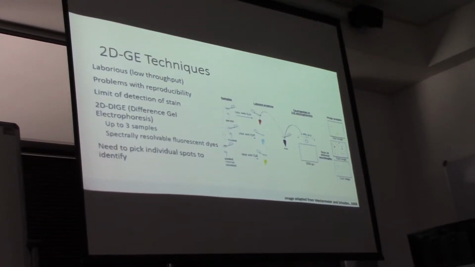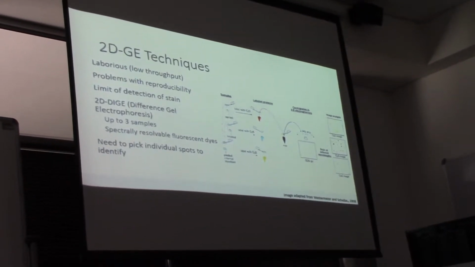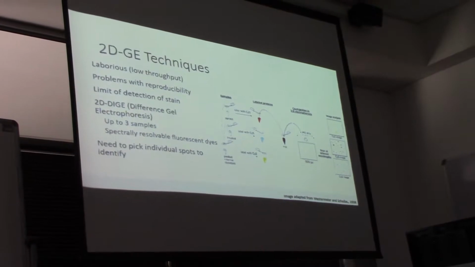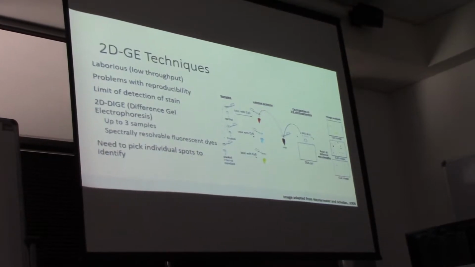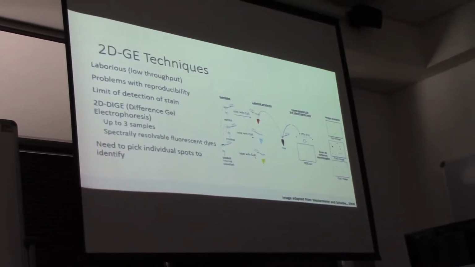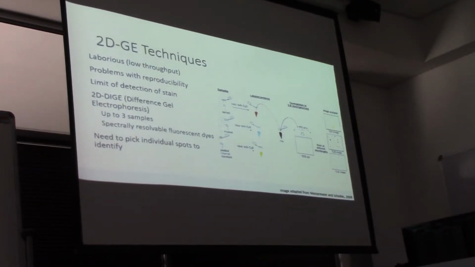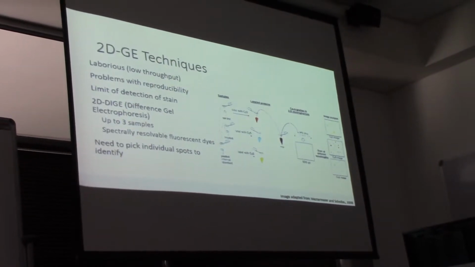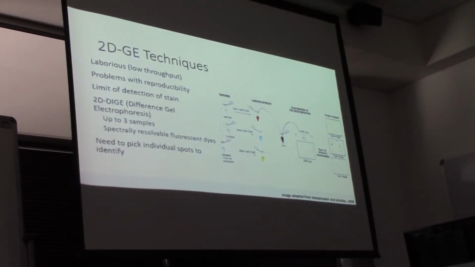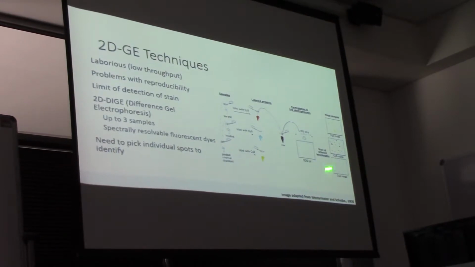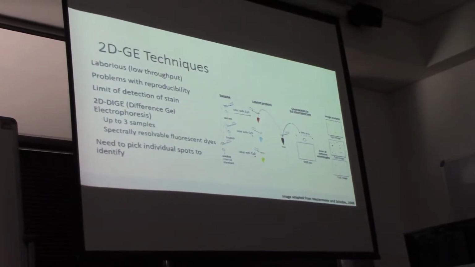So they came up with a technique called difference gel electrophoresis. Here you can do up to 3 samples, and you label each individual sample with spectrally resolvable dyes, which means these fluorescent dyes will come up at different absorbances. They each have their own profile. So you individually label them, pool them, run them, and then in your image analysis you can spectrally resolve that this spot is from that sample, this one's from that sample, and see which ones come up and down.